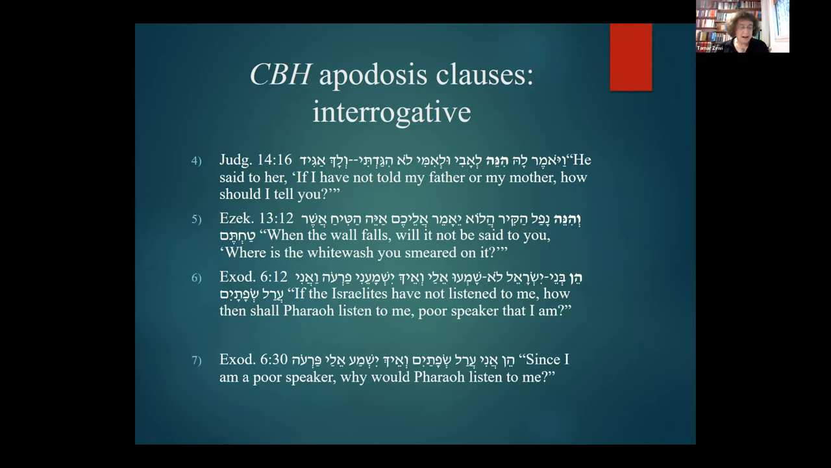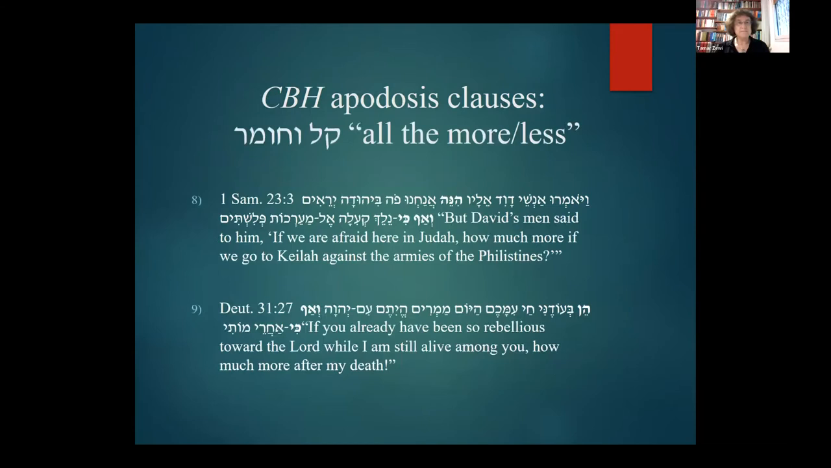Kal v'chomer, all the more or less clauses, introduced by af ki, how much more or less, serving as apodosis clauses, are the following. Eight, 1 Samuel 23:3, ויאמרו אנשי דוד אליו, הנה אנחנו פה ביהודה יראים, ואף כי נלך קעילה אל מערכות פלישתים. But David's men said to him, if we are afraid here in Judah, how much more if we go to Keilah against the armies of the Philistines?